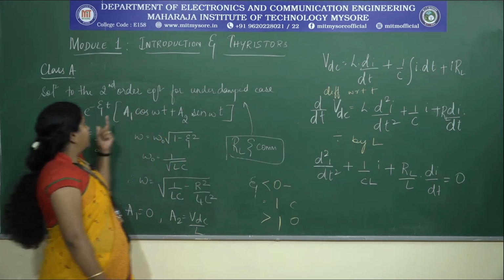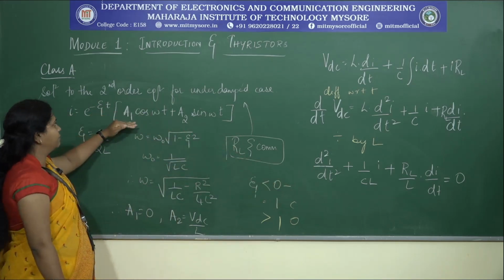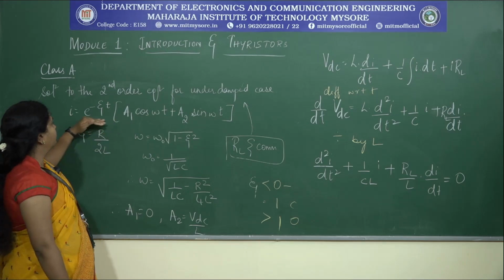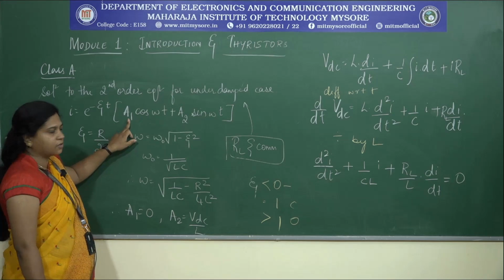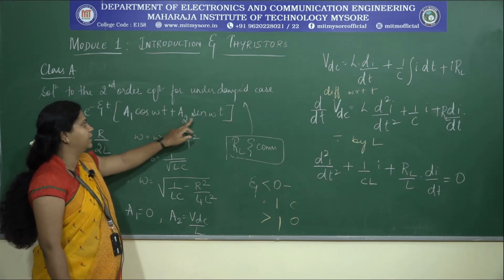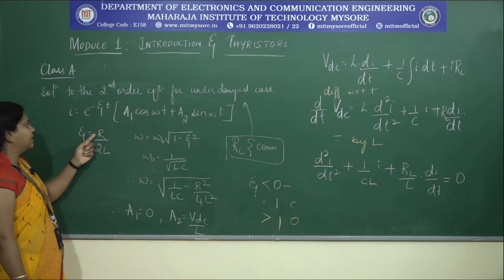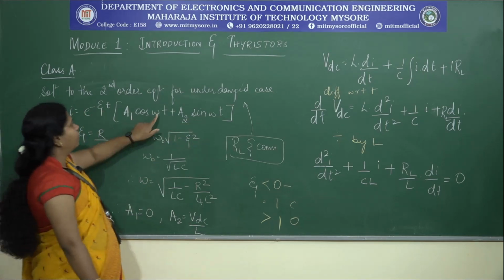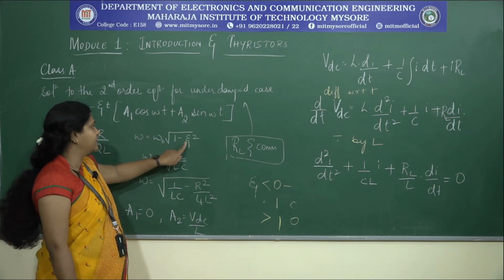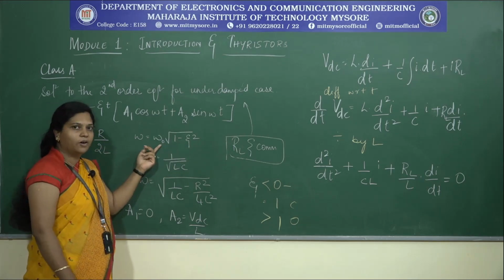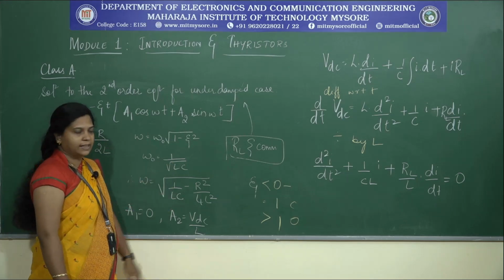Now coming back to the equation, the solution for the second order differential equation will be equal to e to the power of minus zeta t into A1, a constant, into cos omega t plus A2 sin omega t, the generalized equation, where zeta is nothing but R by 2L and omega is nothing but omega naught into square root of 1 minus zeta square, where omega naught is the natural frequency, given as 1 by root LC.